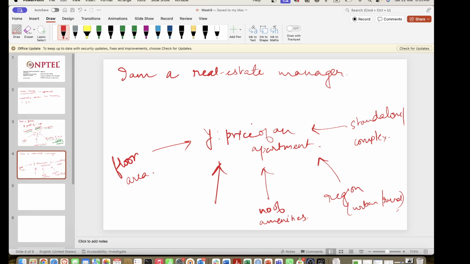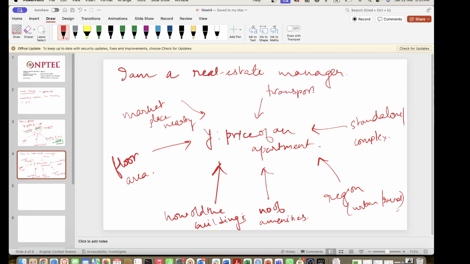Okay, it would also depend on how old the building is. Okay, these are some things that I can think of. It can also depend on whether we have a marketplace nearby. It can also depend on transportation, like whether it's in an area where you find public transport or not. So these are some of the variables that I can think of.